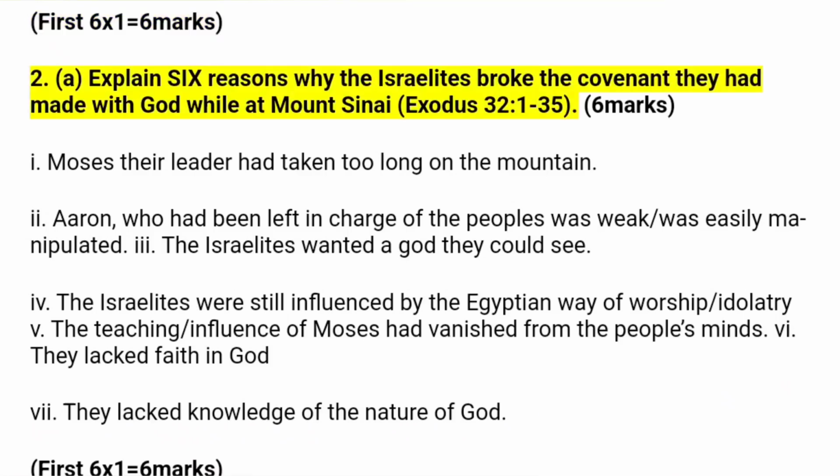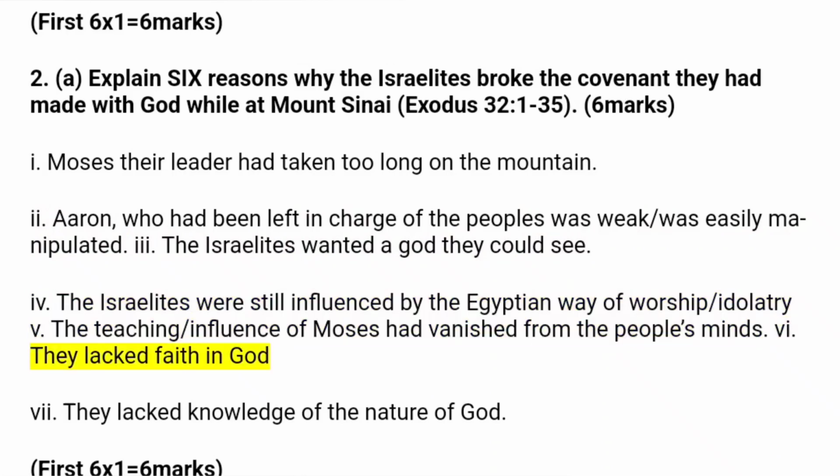2. A. Explain 6 reasons why the Israelites broke the covenant they had made with God while at Mount Sinai, Exodus 32, 1-35. 6 marks. i. Moses, their leader, had taken too long on the mountain. ii. Aaron, who had been left in charge of the people, was weak, easily manipulated. iii. The Israelites wanted a God they could see. iv. The Israelites were still influenced by the Egyptian way of worship, idolatry, versus the teaching influence of Moses had vanished from the people's minds.